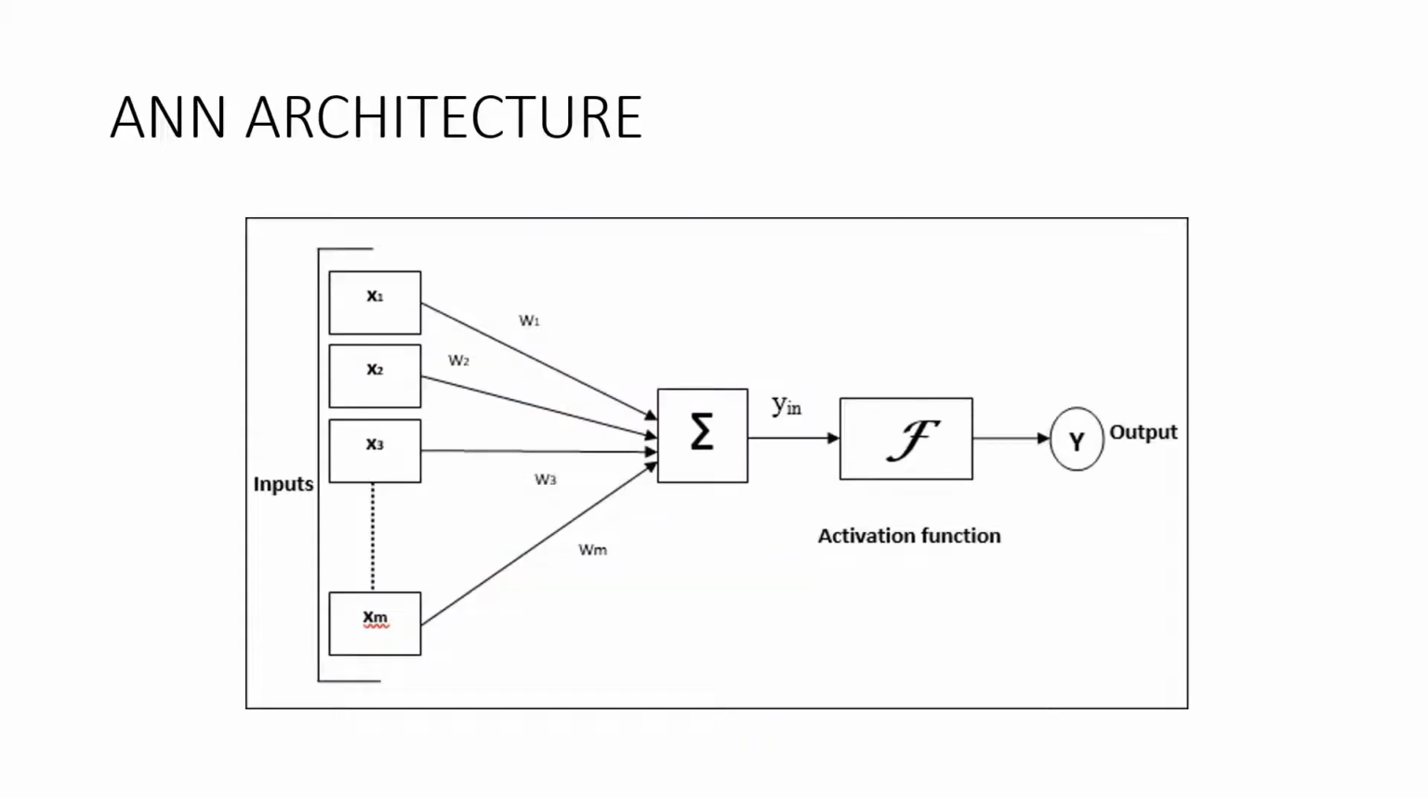Architecture of the artificial neural network. Here x1, x2, x3, etc., xm represent the inputs; w1, w2, w3 and wm represent the weights; y_in is the net input; f is the activation function; and capital Y is the output.